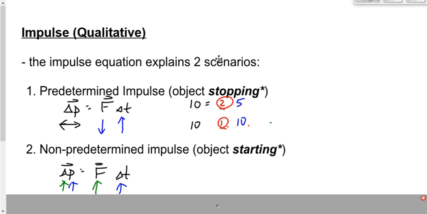So when you have an object that's stopping, it's an interaction between F and T. T affects the value of F. But when we have an object that's starting, F will affect delta P, and T will also affect delta P.